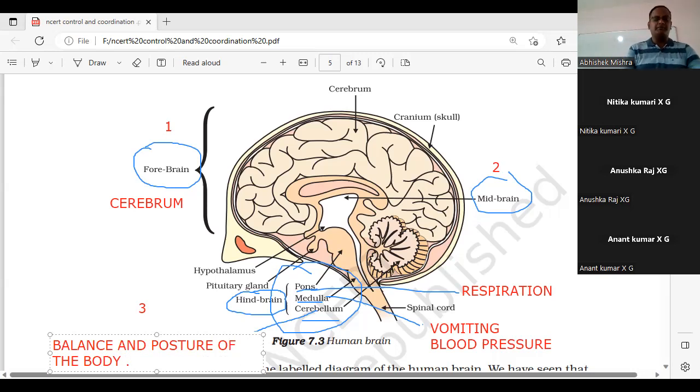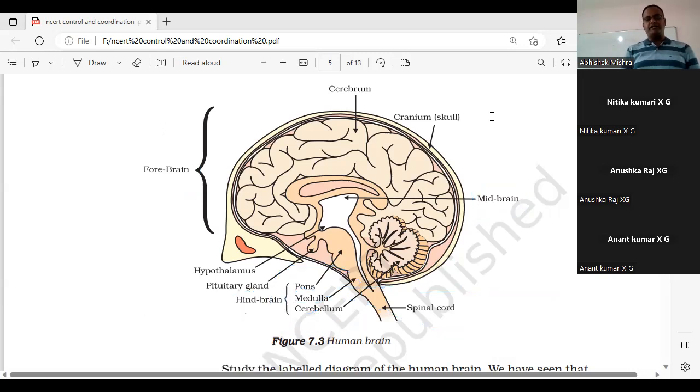So remember, student, the hindbrain has three parts. The pons helps in regulating respiration. The medulla controls involuntary reflexes like vomiting and blood pressure, and the cerebellum maintains the balance and posture of the body. So these are the three parts of the hindbrain and their functions. Is the function of the brain and its different parts clear to all of you?